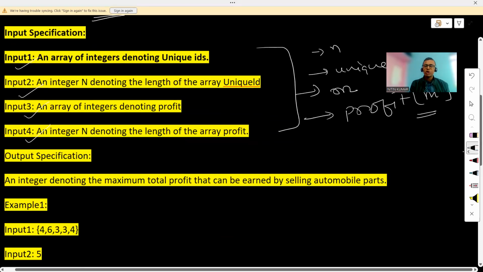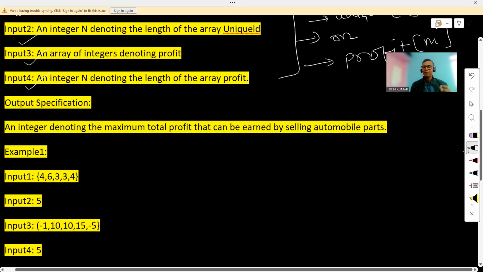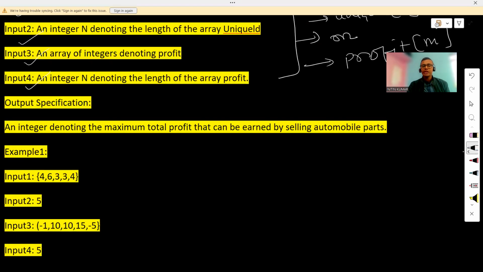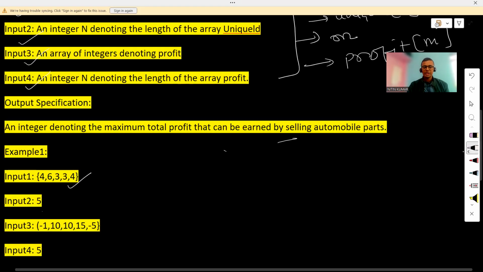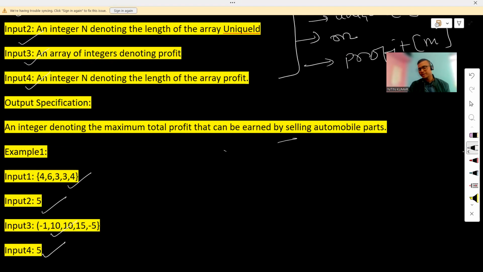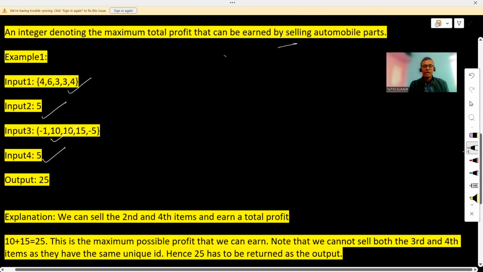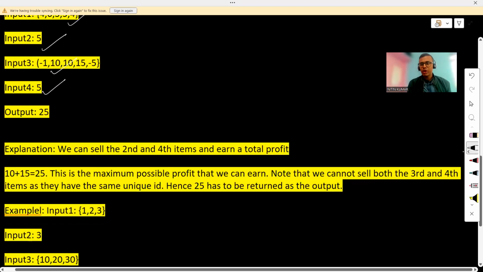Now the output specification says what we have to give as output to the user or compiler: an integer denoting the maximum profit that can be earned. So we have to return the integer answer which contains the maximum profit. Some example test cases have been given, and accordingly the answers are also given. You can see the size of the array, then the input array, then the size again.